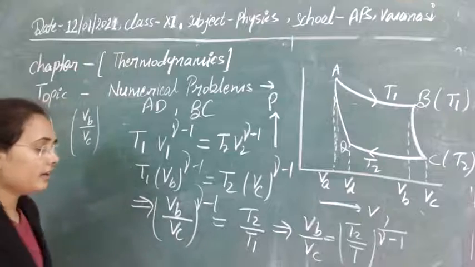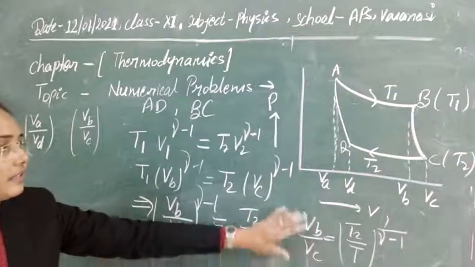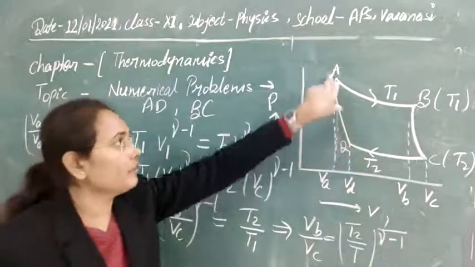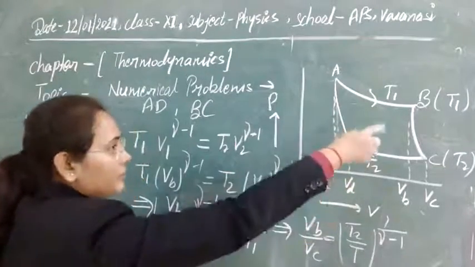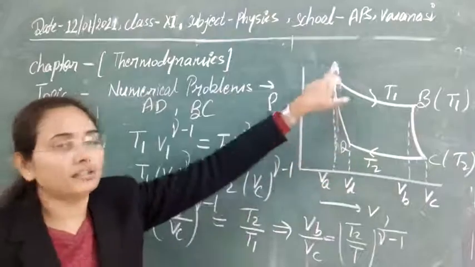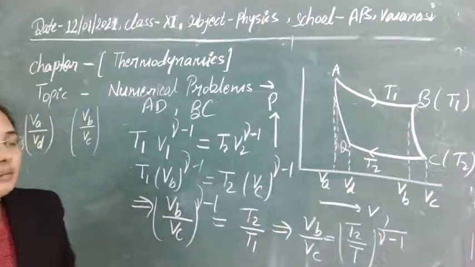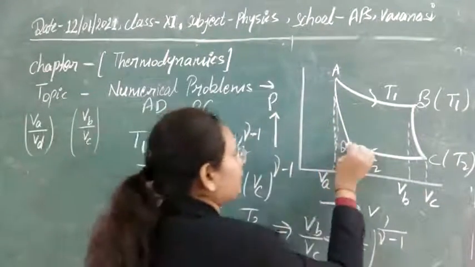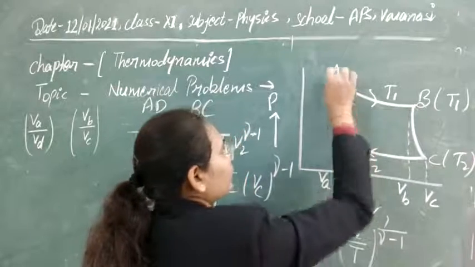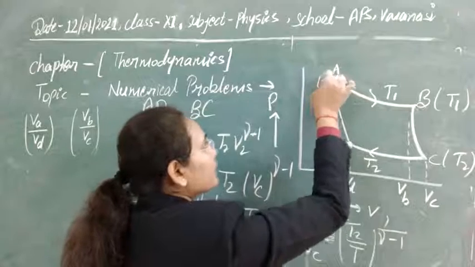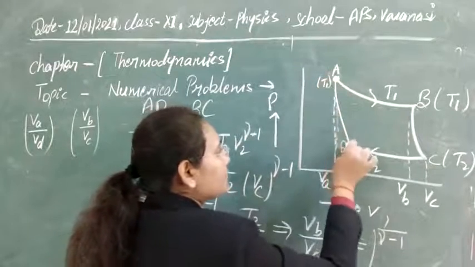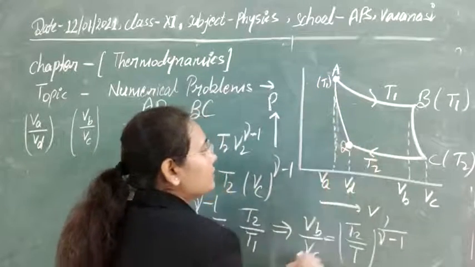If this is clear, now let's do the same thing for the curve AD as we have done for BC. Take the second adiabatic part. In this adiabatic part, as you can see, if you are going from here to here, at the initial point the temperature is T1, and at the final point the temperature is T2.